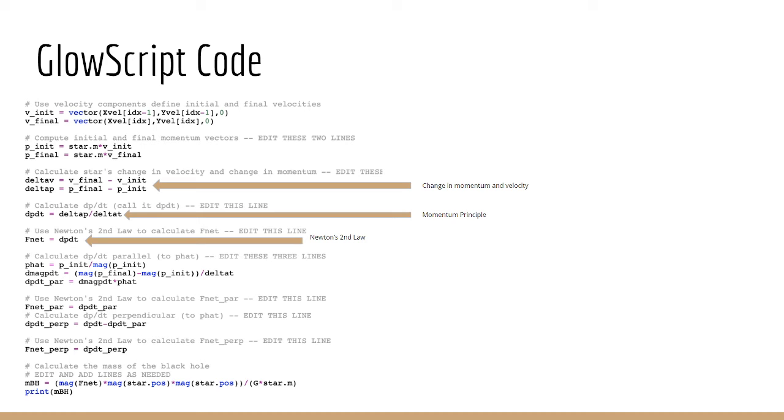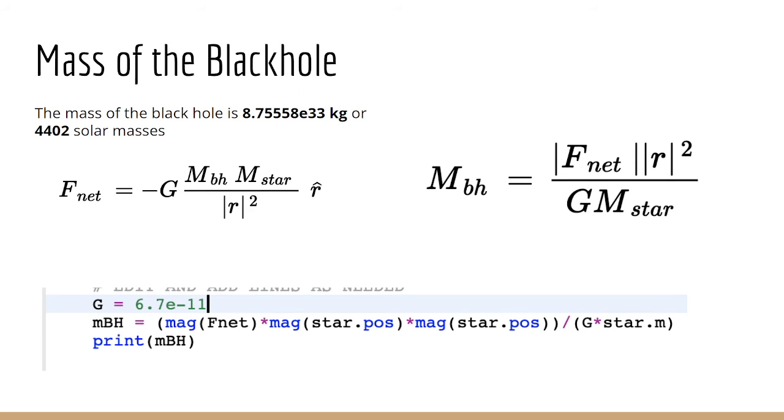And then I found p hat and used the magnitudes of the initial and final momentums, subtracted them from each other, and divided by the change in time to get the magnitude of the parallel rate of change of momentum. Then I multiplied it by the unit vector to get the rate of change of the parallel momentum and set it equal to the force. Then we can use subtraction to get the perpendicular components. When we find all F nets for the data points, we can calculate the mass of the black hole.